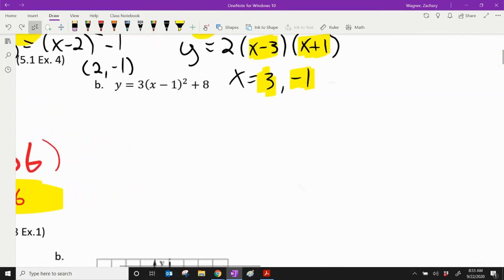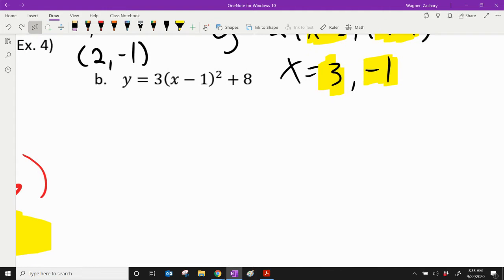Now we're going to change this one into standard form. This is in vertex form. My vertex right here is the point 1 comma 8. There's my 1, that's my h value. There's my 8, that's my k value. My a value is 3. This value right there.